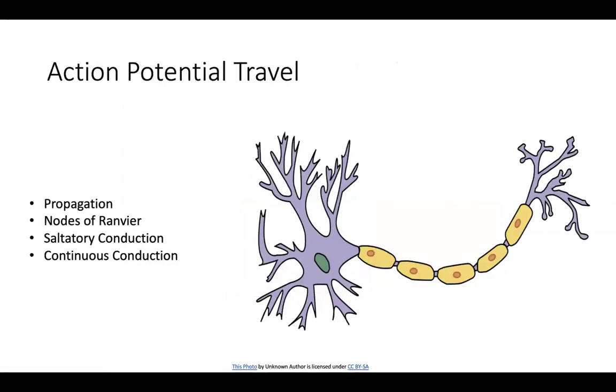Here's another picture of a neuron here, and we're going to talk about the action potential travel. Action potentials travel down through the axon via a term called propagation. And there are 2 means of propagation that we're going to go over here today. The first one is what you would see with this neuron here, and it's called saltatory conduction. It happens on axons that have myelin sheaths. Those myelin sheaths are these colored oval, I guess, type things.